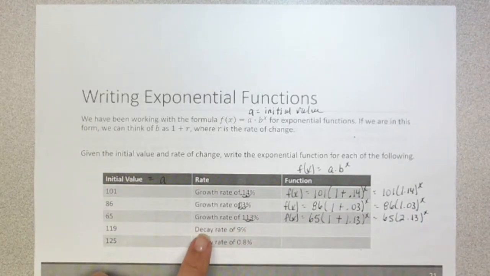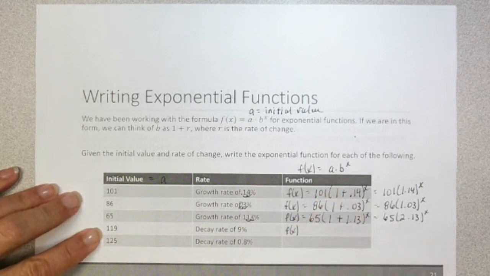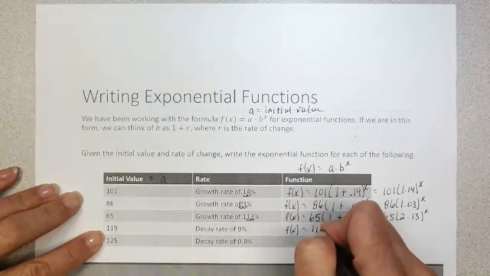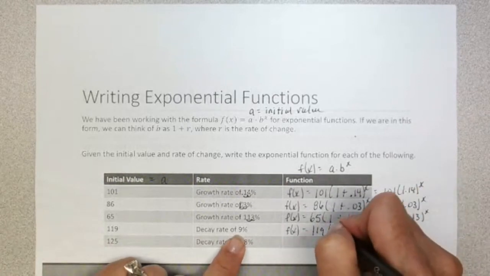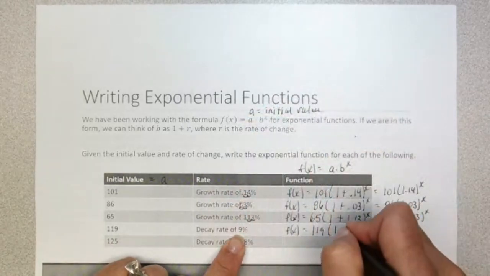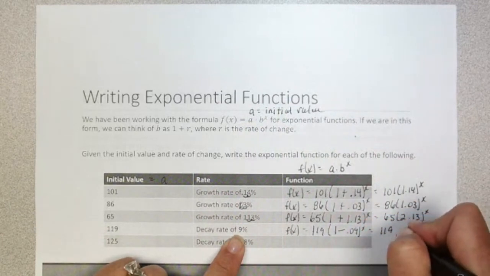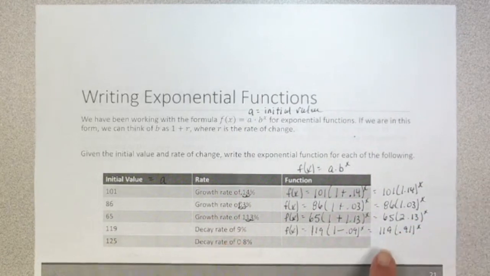Okay, what about decay rates? Decay, remember, that's going to be a decreasing function. That means that base has to be between 0 and 1. If we're decaying, we want to subtract that rate of change from 1. All right, so if our initial value is 119 and we have a decay rate of 9%, then b, my base here, is going to be 1 minus 0.09 to the x power, or 0.91 to the x power. 119 times 0.91 to the x power.